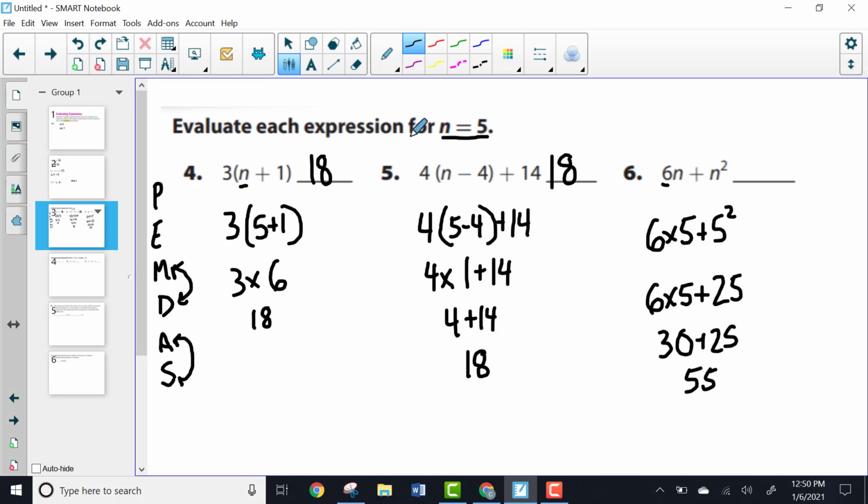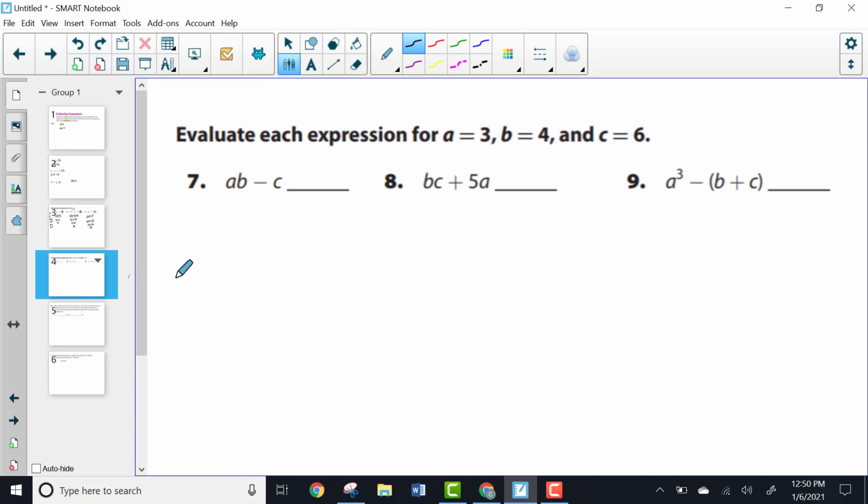Okay, so that's evaluating each expression whenever n equals 5. Again, you won't always be given the value of the variable this easily, but again, it's a pretty good starter for everybody.